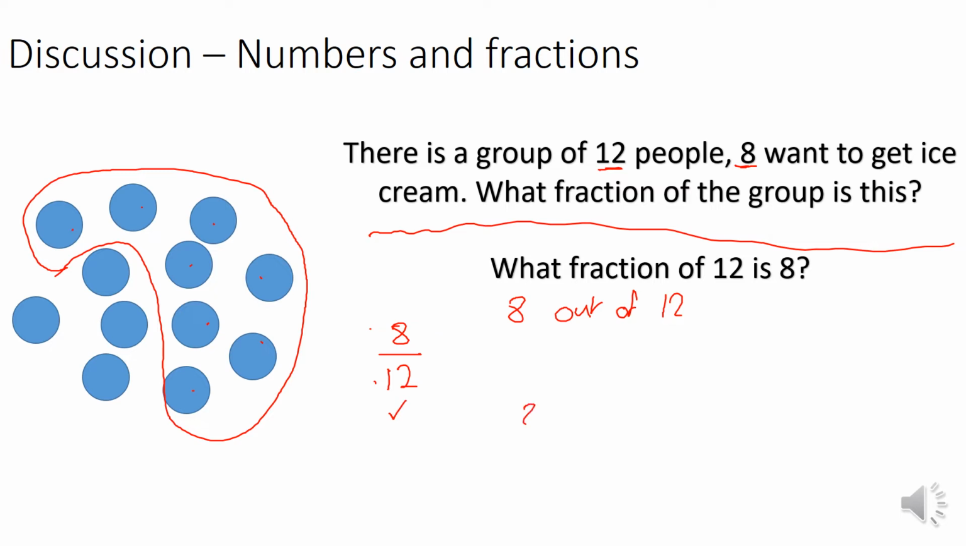So let's do that over here. 8 out of 12. How can we simplify that? What can we divide the top and the bottom by? We can divide them both by 4. That gives us 2 over 3. Okay, so 2/3 is our answer. So 8 is 2/3 of 12. That's what that tells us.